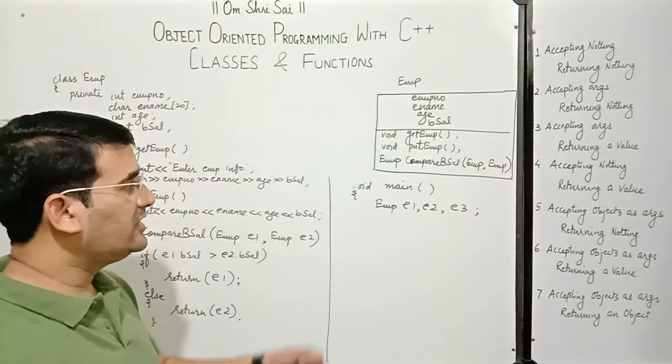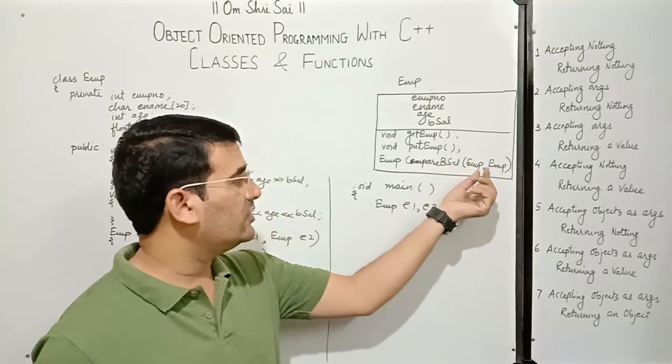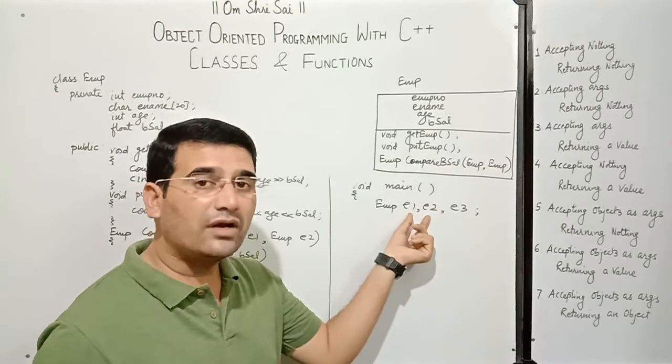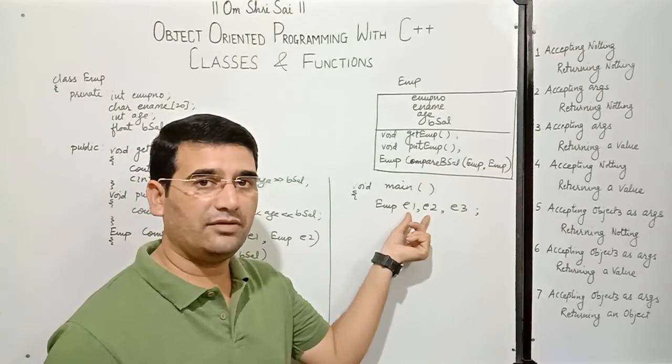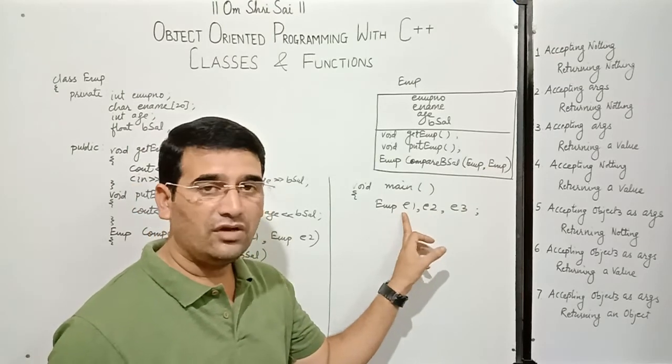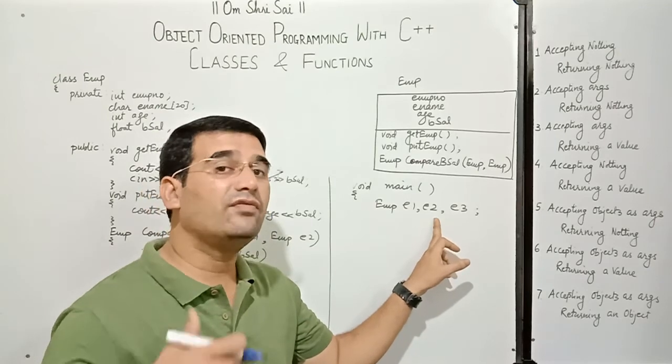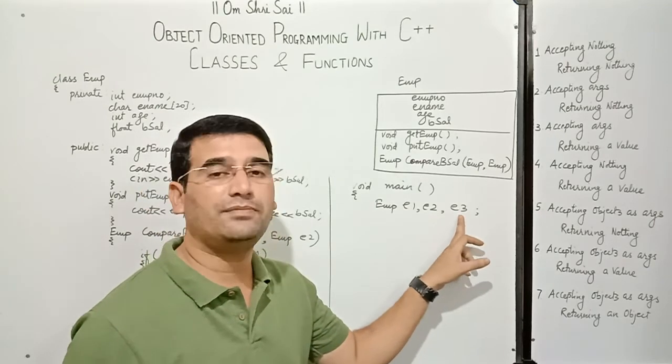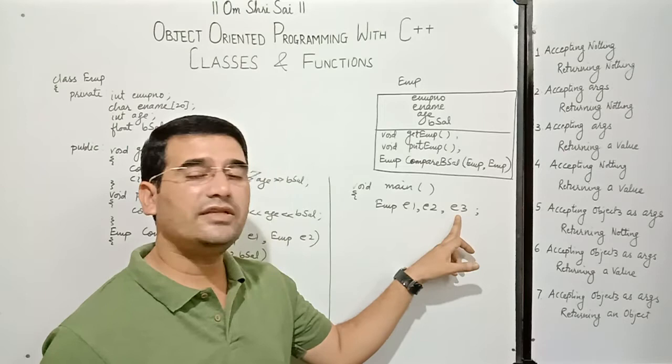Because when this function compares the basic salaries of E1 and E2, it will return the object with higher salary, meaning it will return either E1 or E2. That returned object, E1 or E2 with higher salary, will be accepted in E3. Hence, we have defined E3 also.